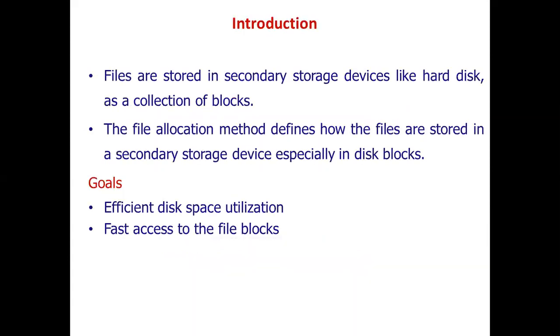We all know that for permanent storage of data and programs, we use files and store those files in secondary storage devices like hard disks, CDs, USBs, etc. Files are stored in a hard disk as a collection of blocks. File allocation methods define how the files are stored in disk blocks, that is, how the disk blocks are allocated to files. The goals of the file allocation methods are efficient utilization of disk space and fast accessing of disk blocks, that is, to reduce the time complexity and space complexity.